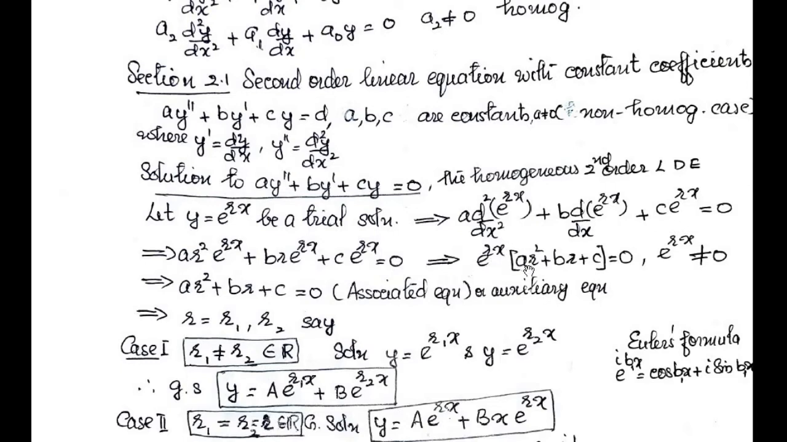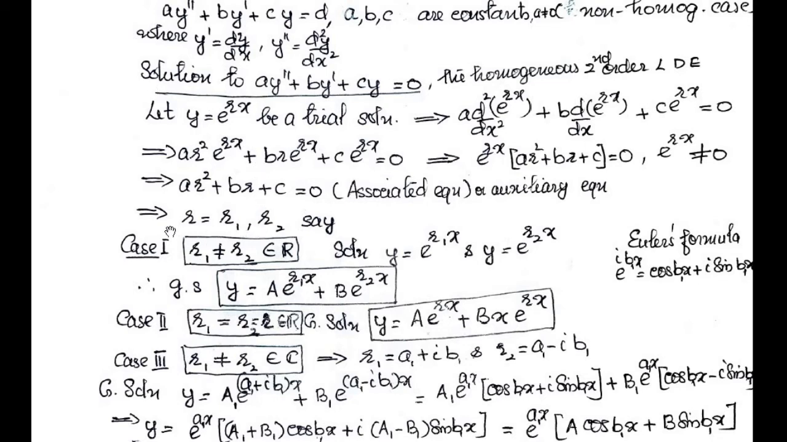You take it outside, getting a quadratic expression a r square plus b r plus c equal to 0. See, e raised to rx is not equal to 0. So this quadratic expression should be equal to 0. This is known as an associated equation, associated polynomial, or auxiliary equation. And by solving this quadratic equation, we will get two roots, namely r equal to r1 and r2.